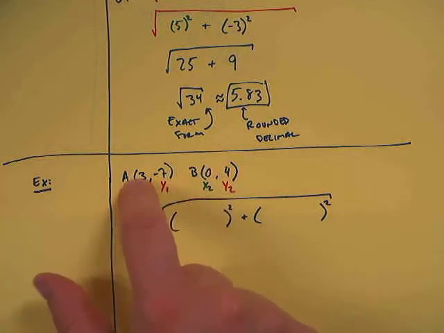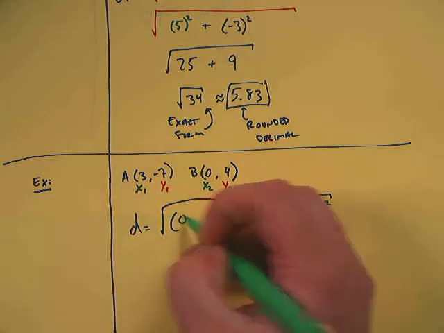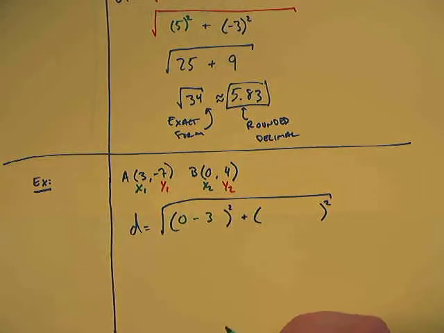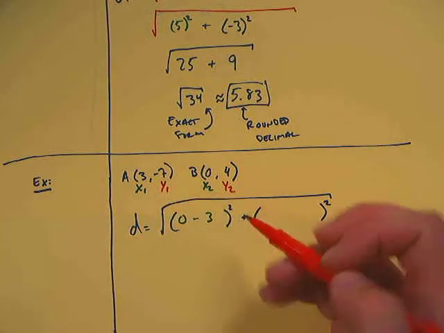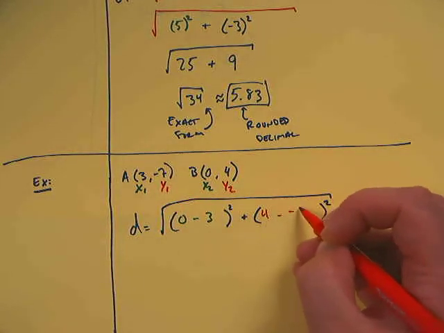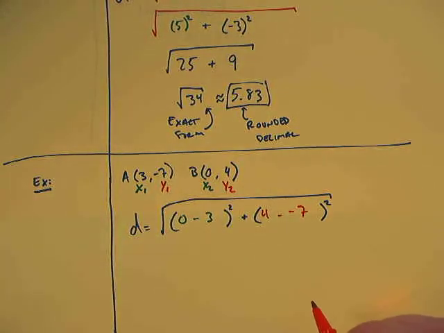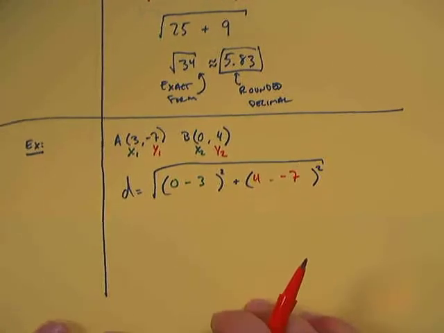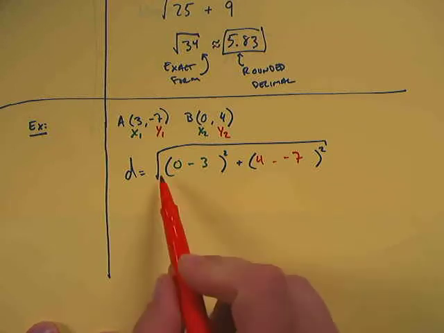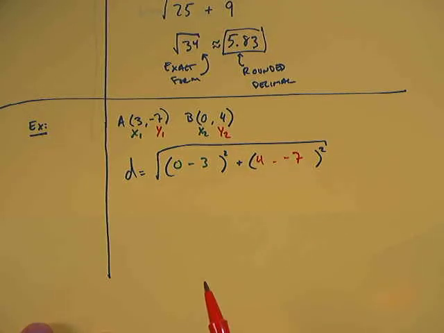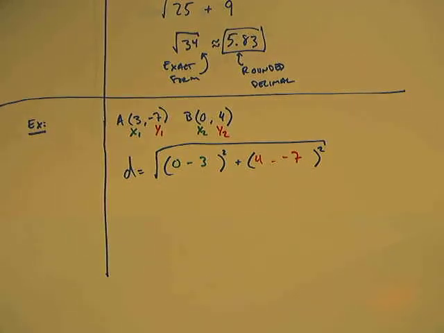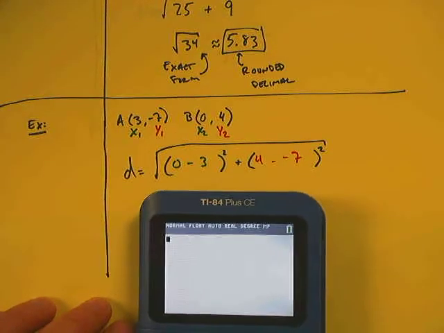Then we got to get our big square root. And we can put our parentheses inside if we want to start us off. Then we have to go x2 minus x1. So in this case, it is 0 minus 3. And then in the second set of parentheses, we go y2 minus y1. So 4 minus -7.